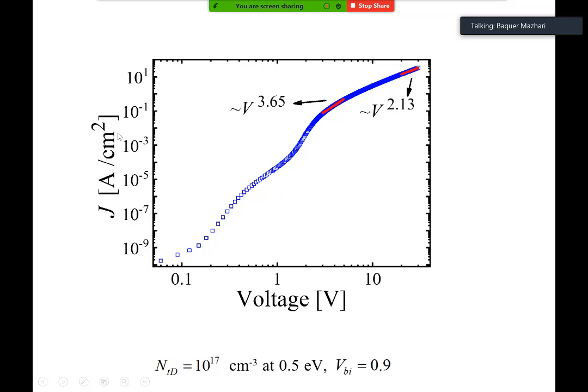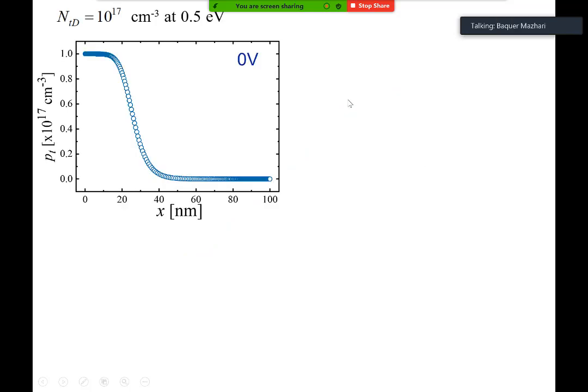Now, this log-log plot gives us a grossly mistaken view of what is happening inside the device. Let me show you why. So, for example, as I said, note that at around 2 or 3 volts, traps are not filled. They may be filling up, but they're not filled. On the other hand, if these are simulation results, if I go inside the device and look at my hole density, the trapped hole density.